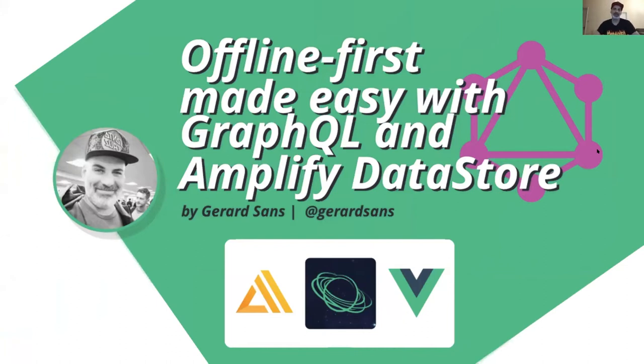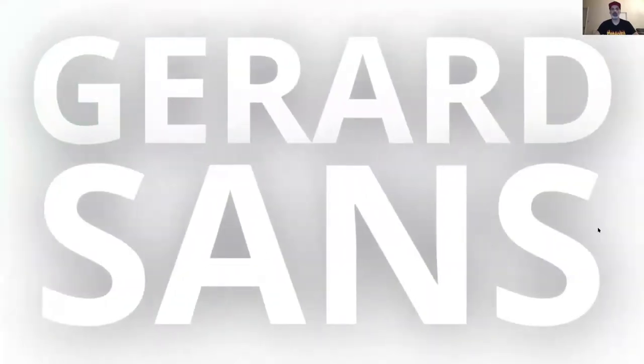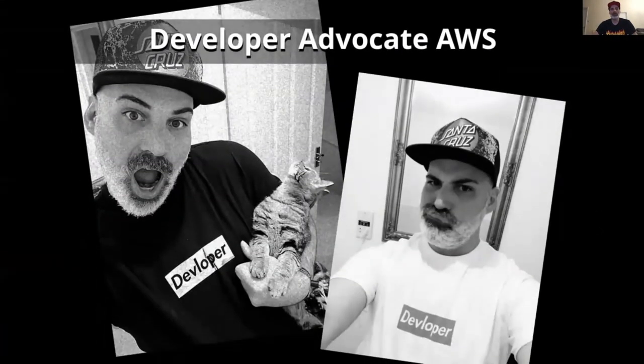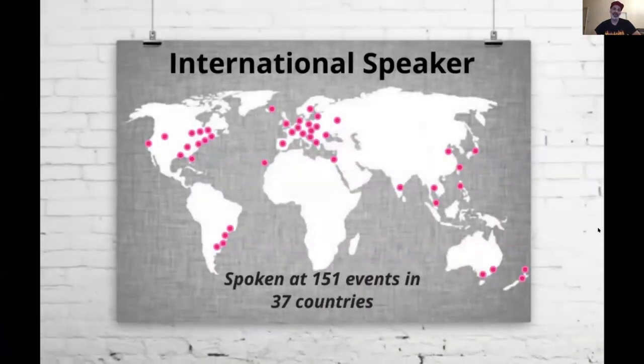So let's start with a little bit of an intro. I like to start my talks making sure that everyone knows who I am. This is my name, Gerard Sans, and I've been doing talks for quite a while now. I'm a developer advocate at AWS, and you can see here some pictures with Percy. Also, you can see my Santa Cruz cap, and some of the places that I've been. Of course, this was before COVID, but I think I was very lucky to do all this traveling before that. Whenever everything resumes, I will try to get back on my travels.